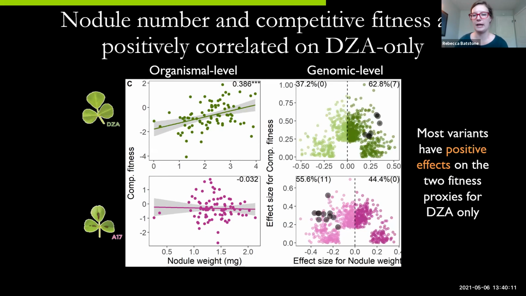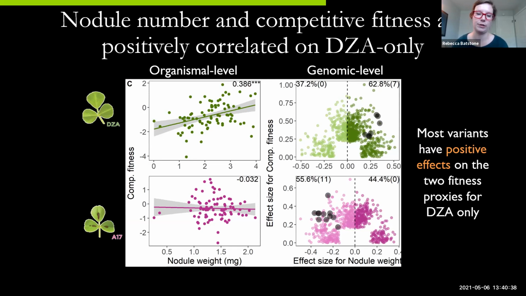And then at the genomic level for DZA, most of the significant variants are falling to the right, suggesting that their effects for both fitness proxies are in the same direction, or otherwise they have positive effects, whereas for A17, significant variants fall in equal proportion on either side, but the majority of the pleiotropic variants have antagonistic effects. So this is kind of a cool example where, depending on what plant line you're looking at, you're going to see different results.